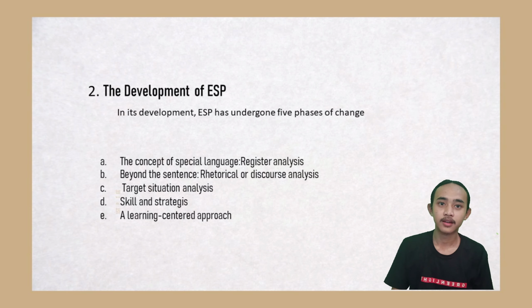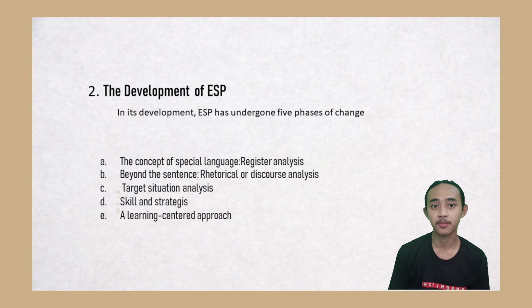Okay, number 2, the development of ESP. In its development, ESP has undergone 5 phases of change. A. The concept of special language, register analysis. In this case, the focus is on grammar, where lexical grammar is higher than in general English. The purpose of this analysis is to produce a syllabus that gives high priority to student language forms.